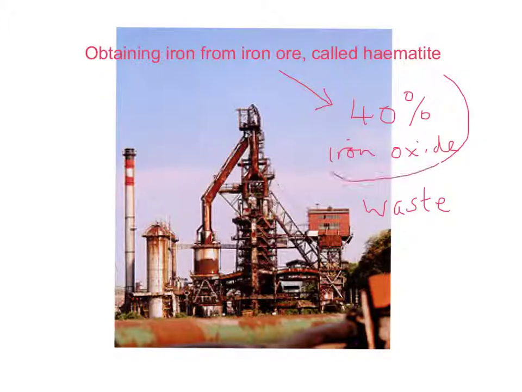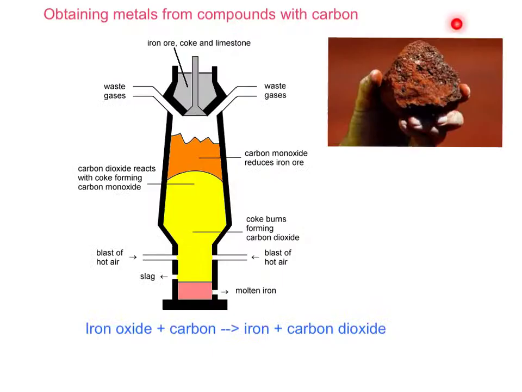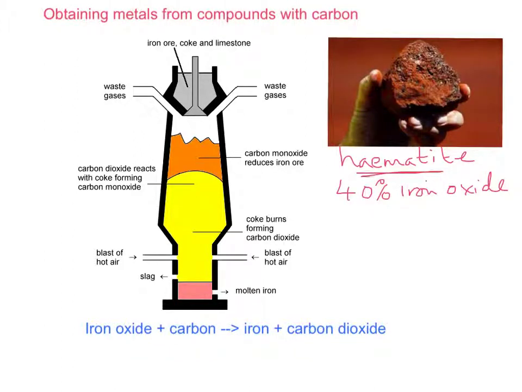Since this is the amount of iron oxide present, the rest must be waste, and that has to be gotten rid of in the next process. This is a piece of hematite, iron oxide in rock. The hematite is added to the blast furnace at the top, along with coke, which makes it into iron.